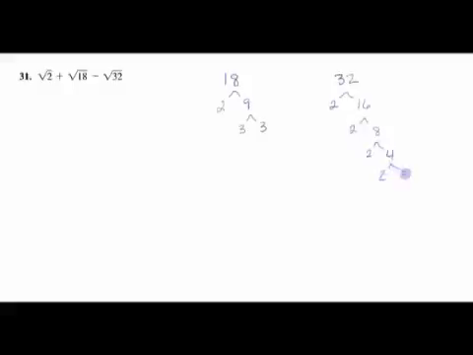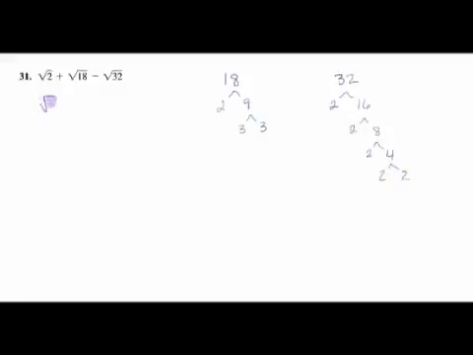Square root of 2 plus the square root of 18 minus the square root of 32. This problem at first seems that we can't do anything because we have unlike radicals. But you'll notice these two radicals are not simplified. We first need to simplify those radicals, and then we'll see if we have any like radicals to combine. So first with 18, 18 is 2 times 9, 9 is 3 times 3. With 32, it's 2 times 16, 2 times 8, 2 times 4, 2 times 2.